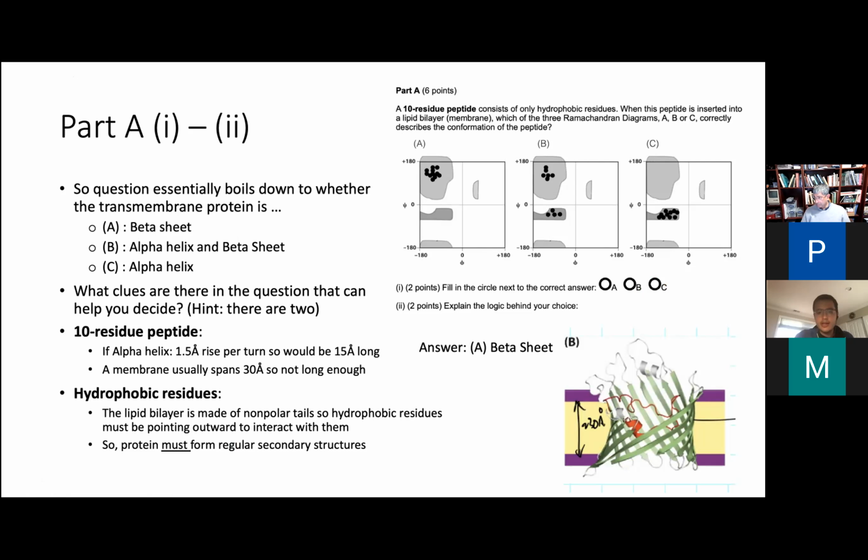Yeah, that's why we can cross off alpha helix. Alpha helix can't be the answer, because it says that it's only 10 residues long, and for alpha helices, there is a 1.5 angstrom rise per residue. So that's why we can just cross off alpha helix as an answer. And I think it was covered in lecture that there are only two types of structures that can cross the membrane. One was the alpha helices, and the other was the beta barrels. So that's why you can deduce that it's a beta barrel.